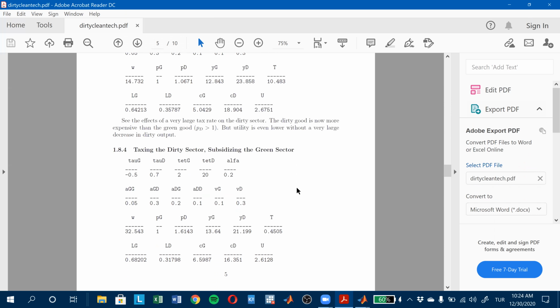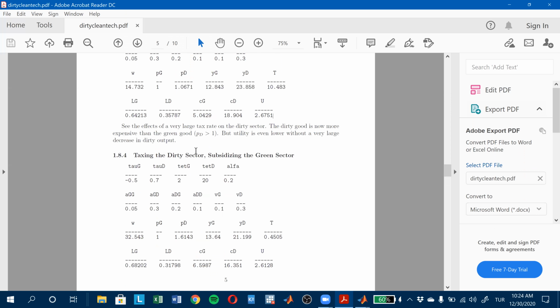Then we take this to another extreme by taxing the dirty sector at 70%. That's a huge tax rate. And then subsidize the green sector at a very large subsidy rate, right? Because if I set the tax rate negative, this becomes a subsidy in this particular context. So now I am promoting the production of the green good because I am decreasing the average cost faced by the green firm, and I am increasing still the average cost faced by the dirty firm.